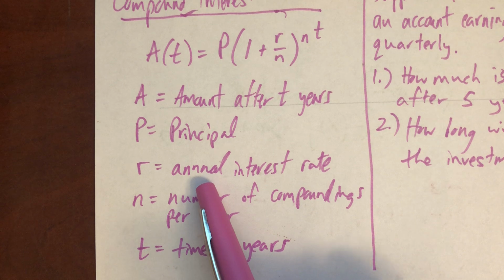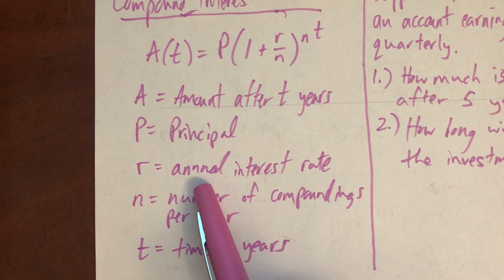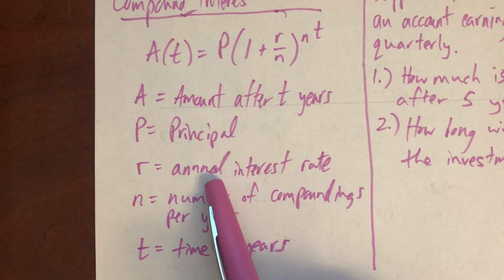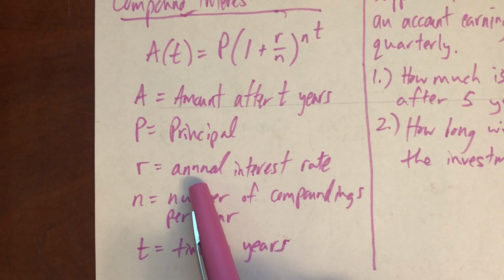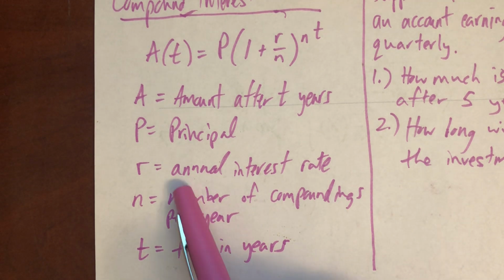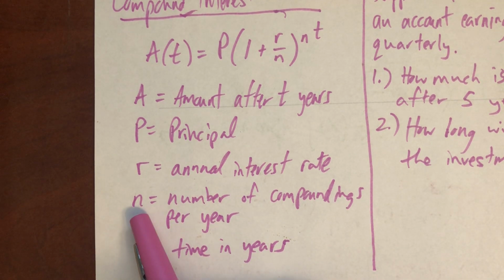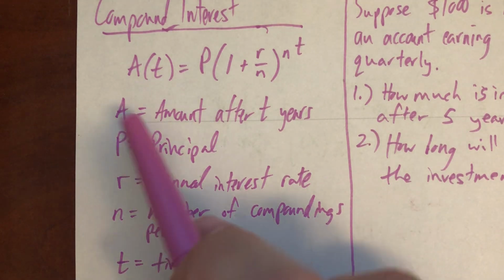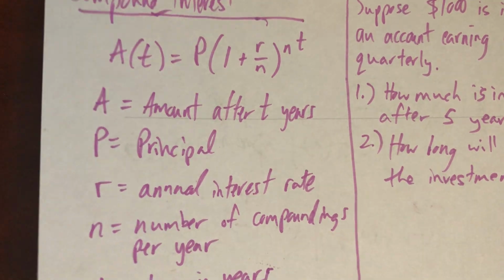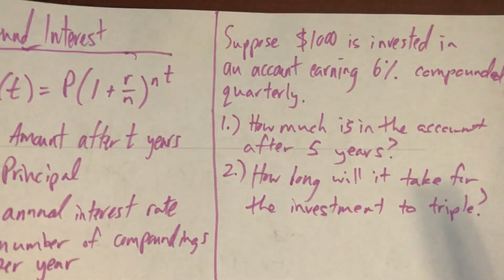I don't think it comes up where you'll have interest rates expressed in a different way, but it is a big deal to be complete and correct that we are saying that it's an annual interest rate. Okay, so it's an annual interest rate. N is the number of compoundings per year, and T is the time in years. So there's your nice little formula. We know what all these letters mean. So let's take a look at a problem.